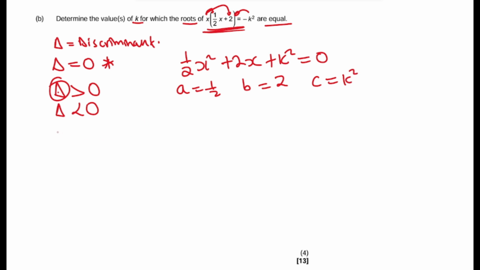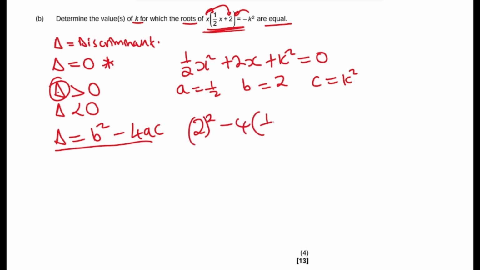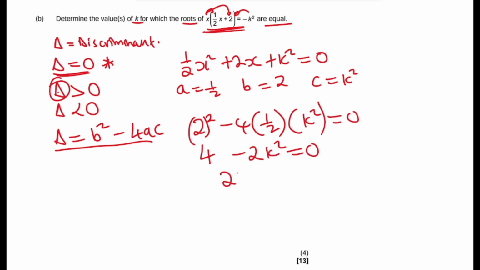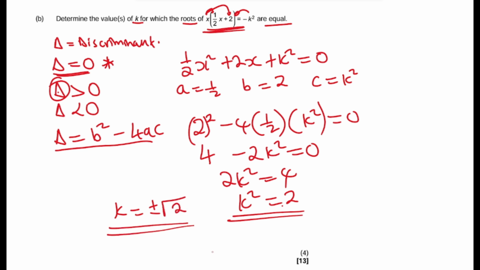Right, let's put it in the discriminant. Remember, the discriminant is b squared minus 4ac. Where there's b, you put 2, so it becomes 2 squared, minus 4, and then a is 1 over 2, and c is k squared. This should be equal to 0 because we say the roots are equal. Then it becomes 4 minus 2k squared is equal to 0. Then 2k squared is equal to 4, then k squared is equal to 2. Then we square root both sides, and k is equal to positive or negative square root of 2. These are the values of k.